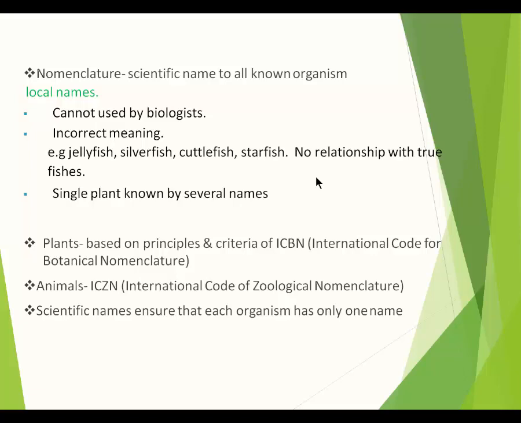So in the scientific field we never use this type of local names. That is why we have different codes for naming. In plants we have the International Code of Botanical Nomenclature, while for animals we have the International Code of Zoological Nomenclature. According to these codes we name organisms, and these names are known as scientific names. The aim of the scientific name is to ensure that each organism has only one name, and that it should not be misleading.